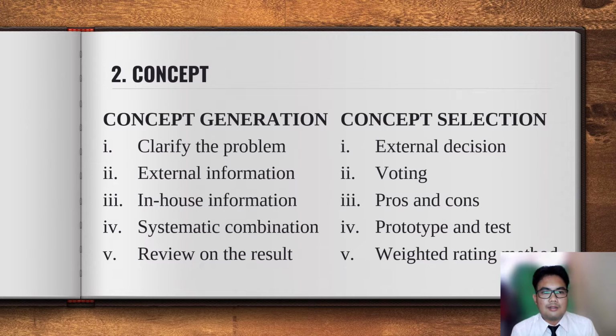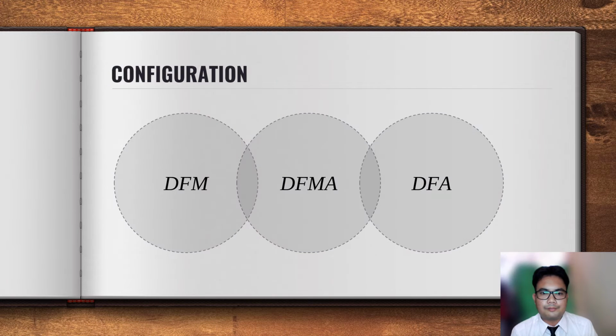The first one is concept generation, which consists of clarifying problem, external information, in-house information, systematic combination, and a review of the result. Under the concept generation, I am using the systematic combination, which will be shown in detail in methodology. Next is the concept selection, which consists of external decision, voting, pros and cons, prototype, and test. And lastly, weighted rating method. Under the concept selection, I am using the weighted rating method, which also will be shown in detail in methodology.